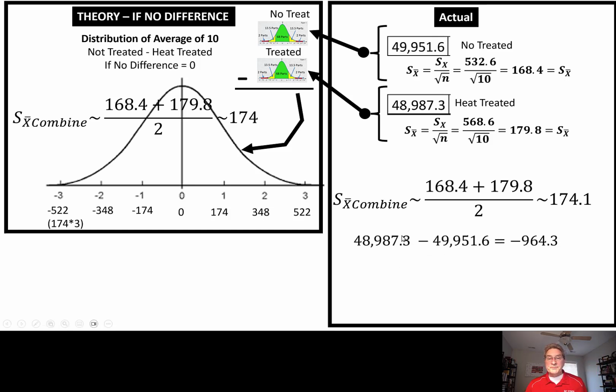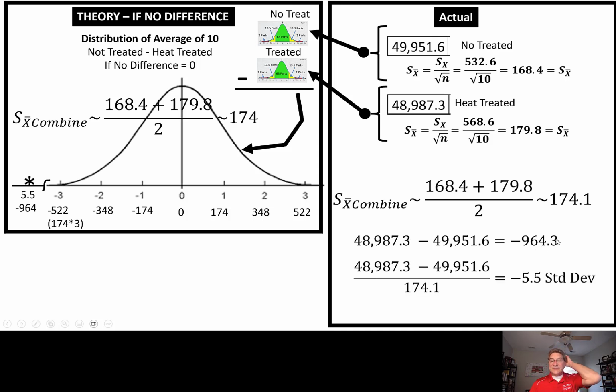So let me subtract them. So here we got number 2 minus number 1. It's 946, which is way out there. And that's actually 5.5 standard deviations away. So was my hypothesis true or false? The evidence says my hypothesis was false. If my hypothesis was true and there was no difference between them, when I subtracted them, I would have expected my actual difference to have fallen within here. It didn't. It fell way outside of there. That's the essence of the t-test right there.